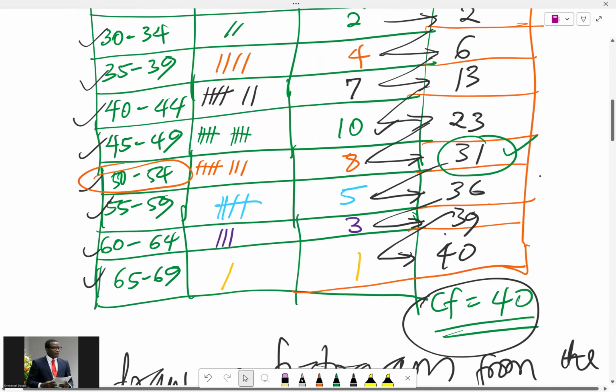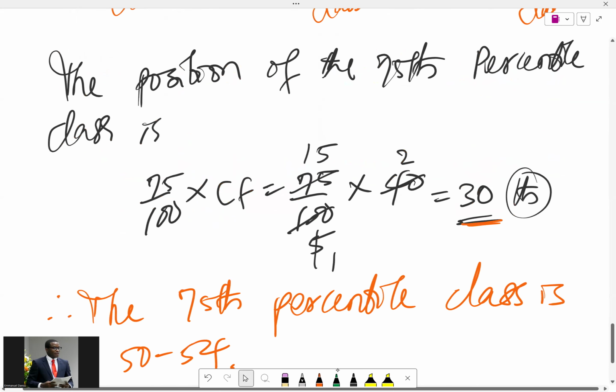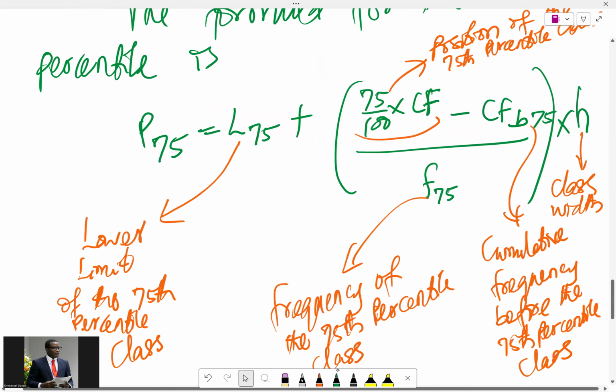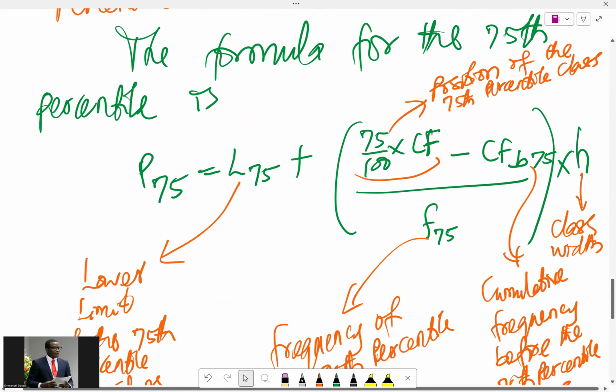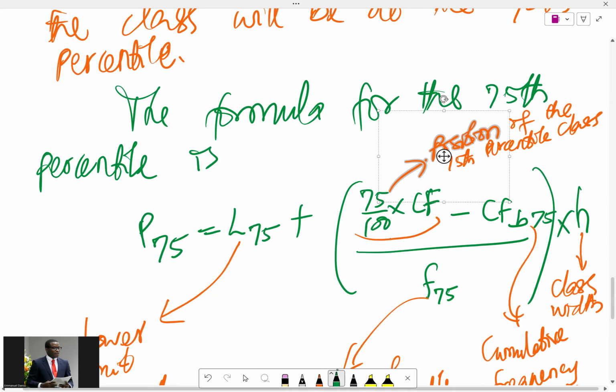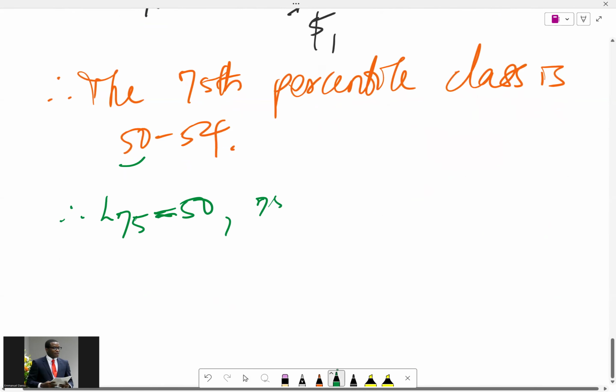All right. Once you identify the class, every other thing can fall in place. The next thing is you can now know the lower limit, which is L75. Therefore, L75 is 50. That's the lower limit. And then, what's the next thing we need from the formula? Of course, we already have this: 75 over 100 times 40, that's 30, computed already.